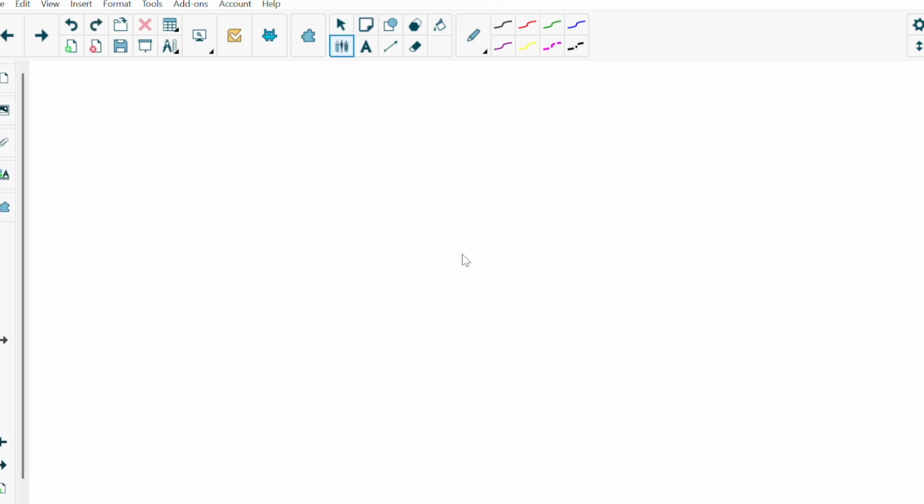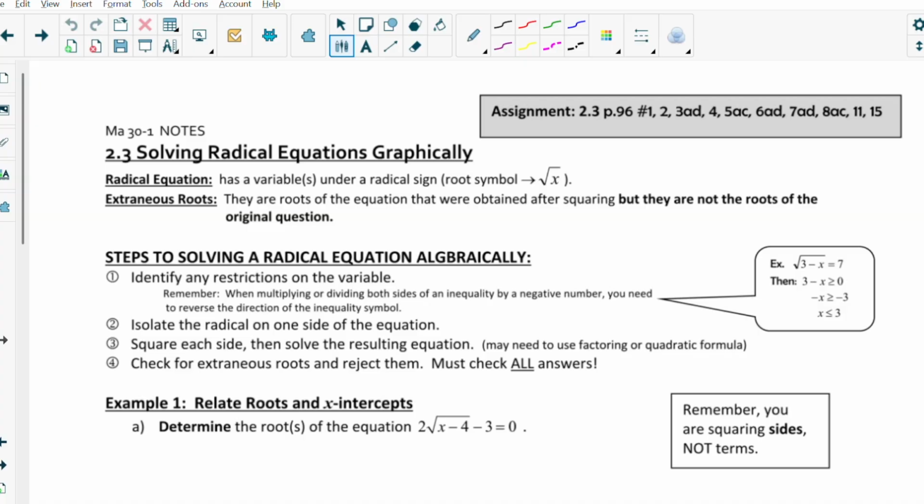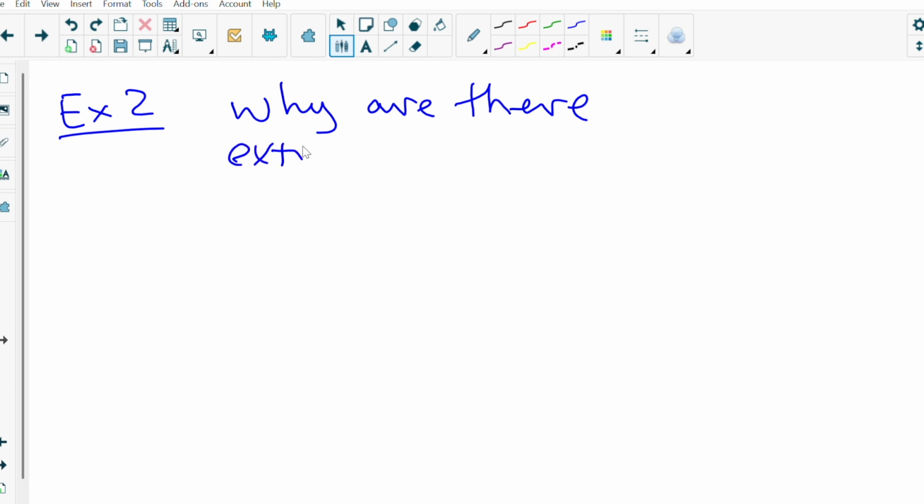Hey folks, I just wanted to go back to example 2. This is beyond the scope of what we would do in class, but I thought it'd be interesting enough to take a look at example 2 and ask the question, why are there extraneous roots to begin with? If you ever wondered that.